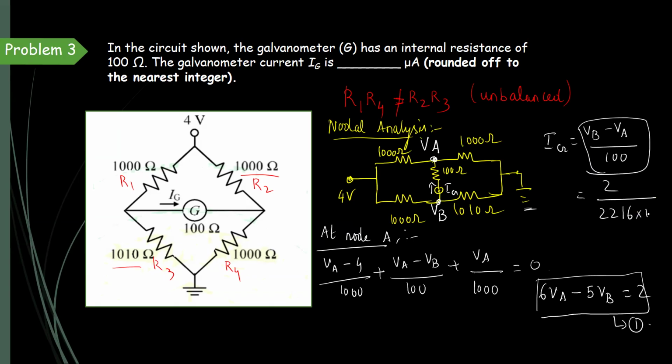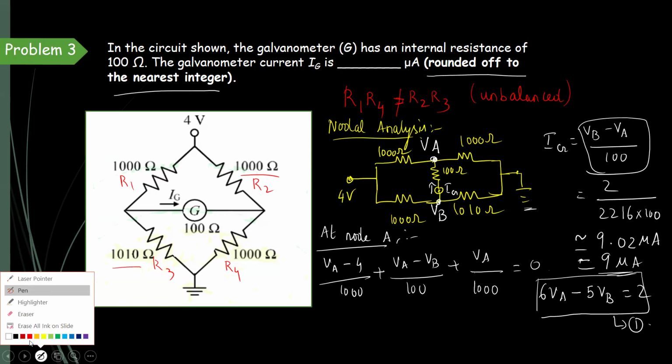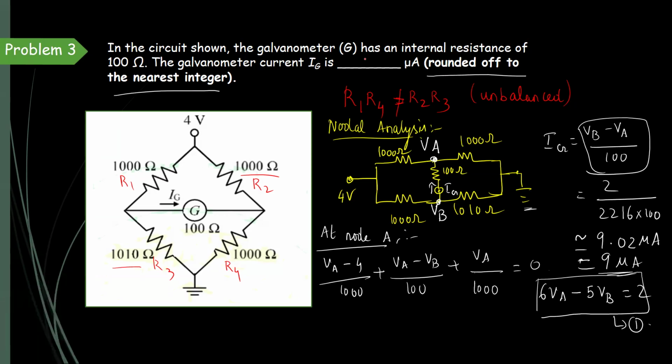by 100, which will become approximately 9.02 microamps. Here they have asked us to round off to the nearest integer, so we can mark it as 9 microamps. No need to put the decimal. Only 9 microamps is the answer for the given problem.